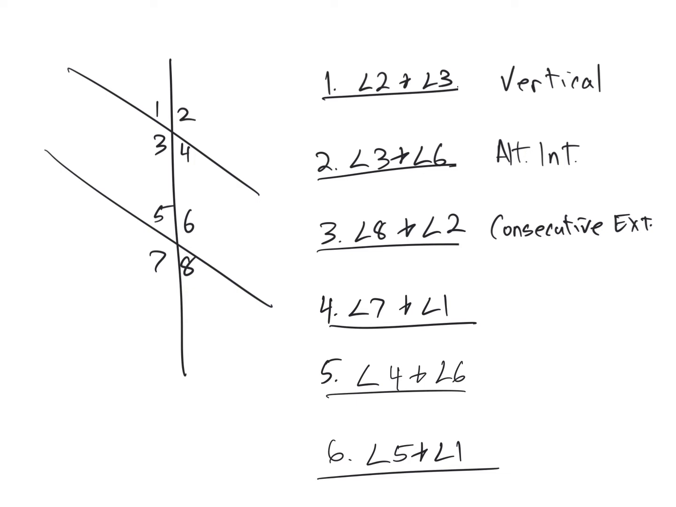I said if you are on the same side of the transversal, they're either equal or they add up to 180. So you have an acute angle and an obtuse angle, which means they have to add up to 180 if the 2 lines are parallel. So that means consecutive. All right.